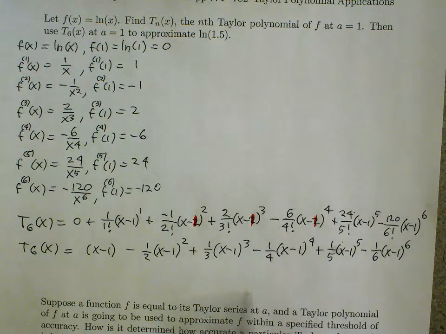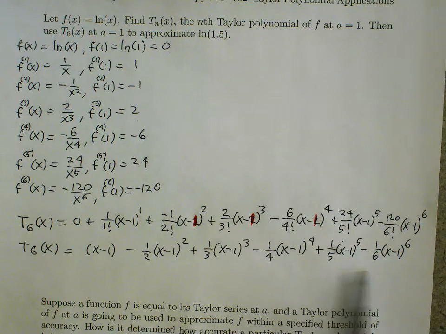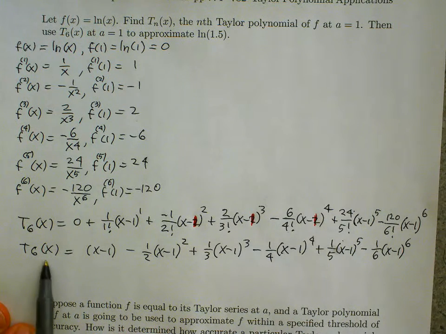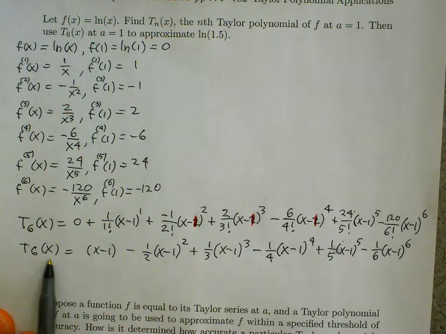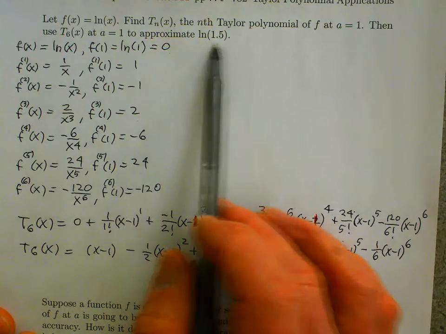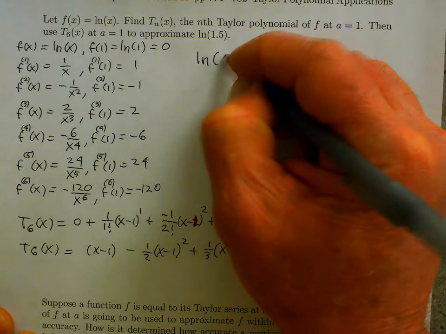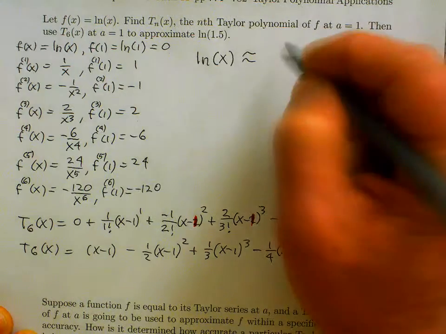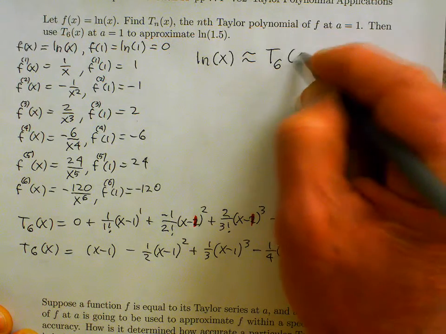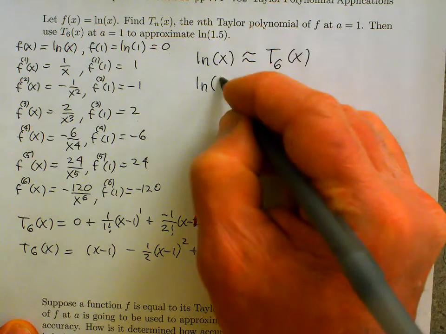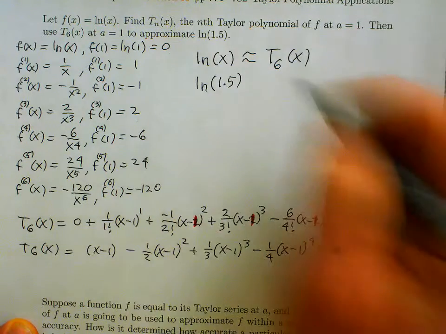Okay, you can see what the nth degree Taylor polynomial is going to look like. But what we're going to do is use this sixth degree Taylor polynomial to approximate the natural log of 1.5. So first, the natural log of x is approximately equal to the degree 6 Taylor polynomial. And so we'll use that to approximate the natural log of 1.5.